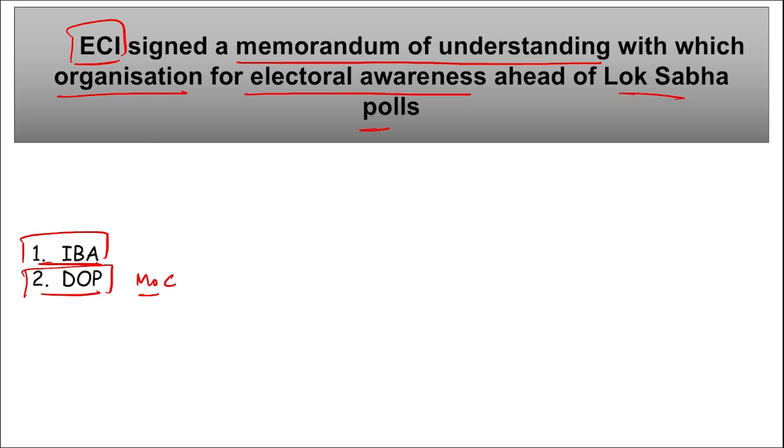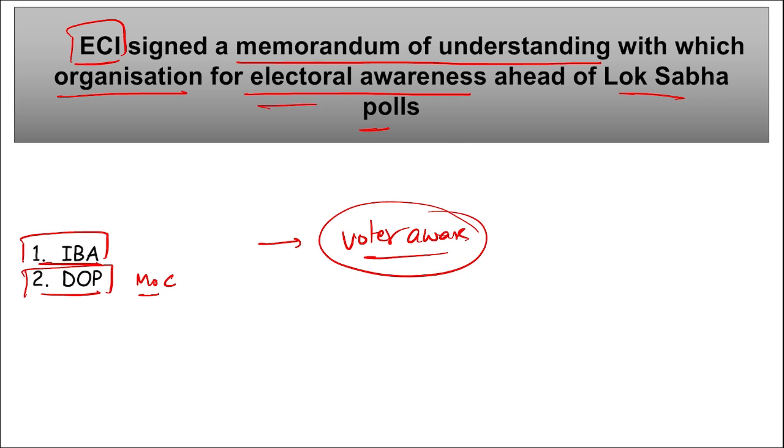And the aim of this MOU between ECI, IBA and Department of Post is to basically enhance the voter awareness, correct? Electoral awareness, to tell people about the elections, right? That how elections are conducted, what are their rights, how they should vote, what are the criteria they should look into a political party before voting, correct? So that is the reason to create this electoral awareness. Election Commission of India, Indian Banks Association and Department of Post, these together they signed an MOU to create electoral awareness.